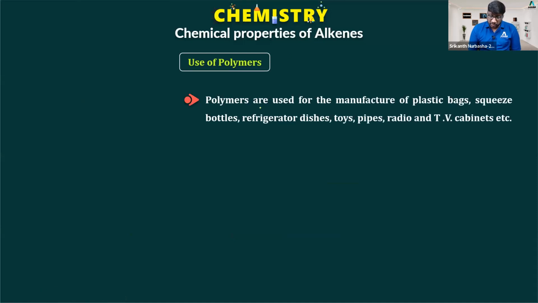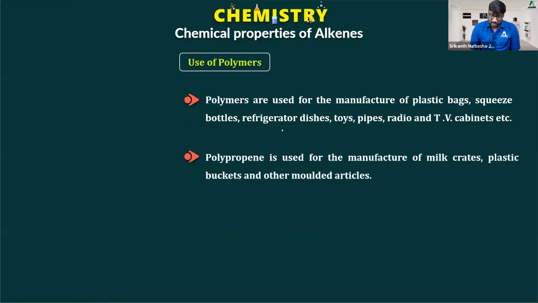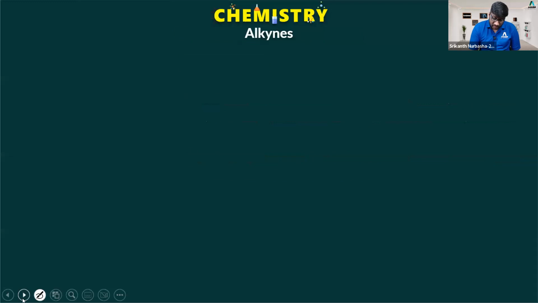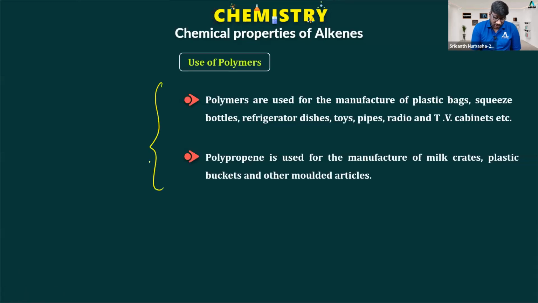Then comes the use of polymers. Polymers are used for manufacture of plastic bags, squeeze bottles, refrigerators, TV cabinets and all. Polypropylene is used for the manufacture of milk crates, plastic buckets, and other molded articles. You have to remember these usages, students. There is no shortcut in that. Especially you have to remember the uses of specified polymers, whatever we are going to study in our chapter.